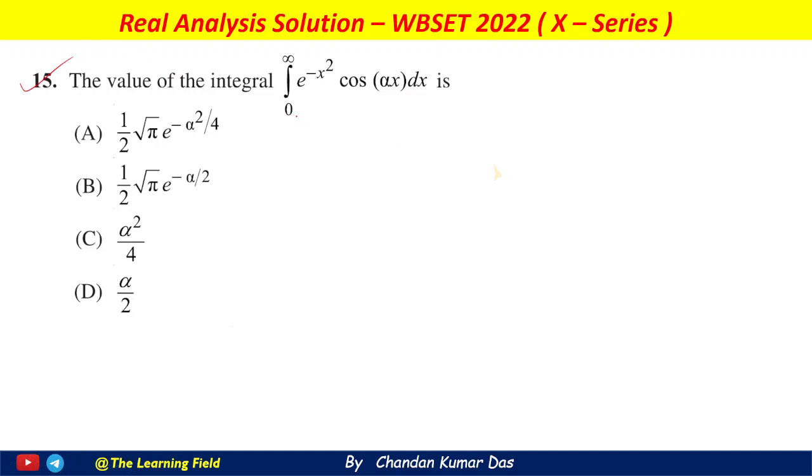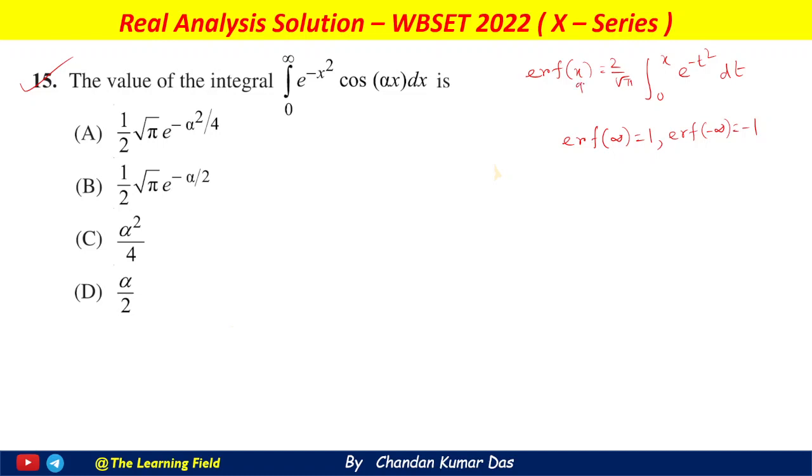Now first we define the gauss error function, or simply the error function, by erf(x) equals 2 by root pi, integration from 0 to x of e to the power minus t square dt. This is the error function, and the values we need here: erf at infinity is equal to 1, and erf at minus infinity is equal to minus 1.